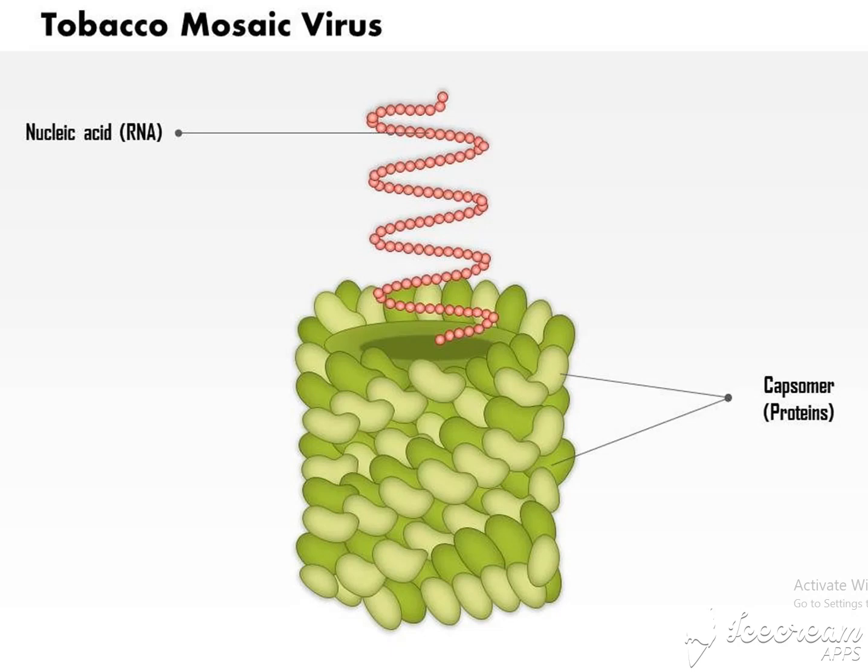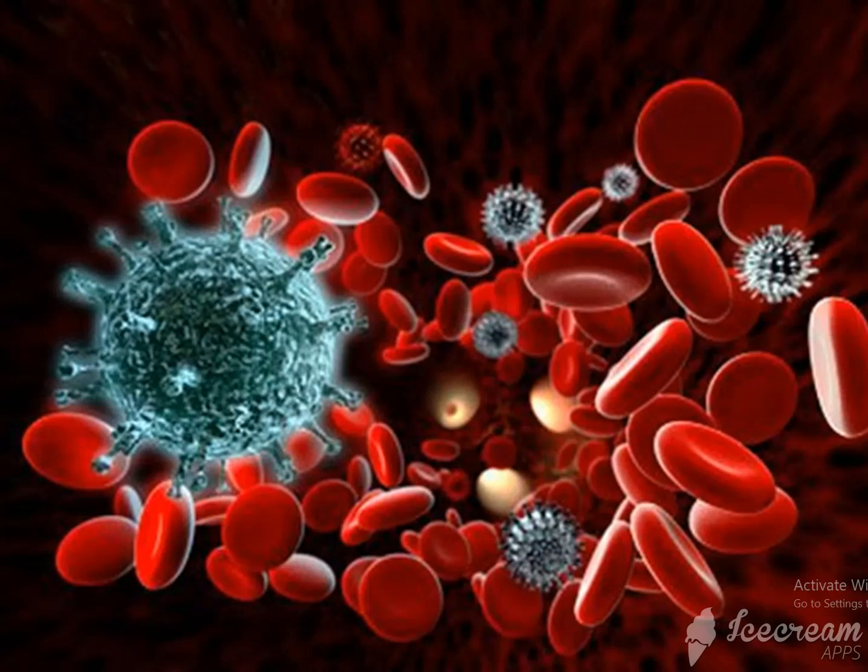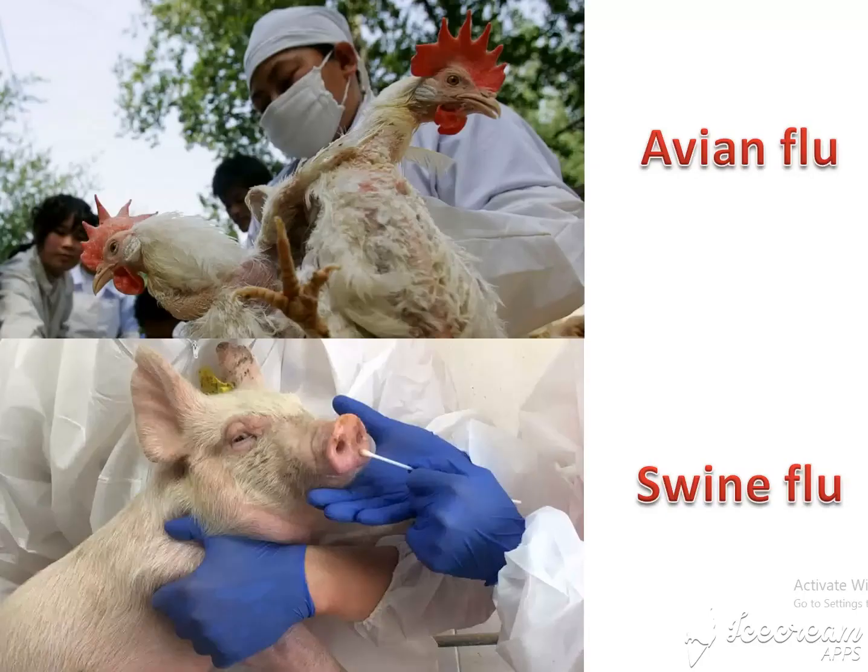And the tobacco mosaic virus causes disease in tobacco plants, and this is the human immunodeficiency virus, that is HIV, which causes the disease AIDS in human beings. And avian flu is caused by a virus in birds, and swine flu is caused by a virus in swine or pigs.